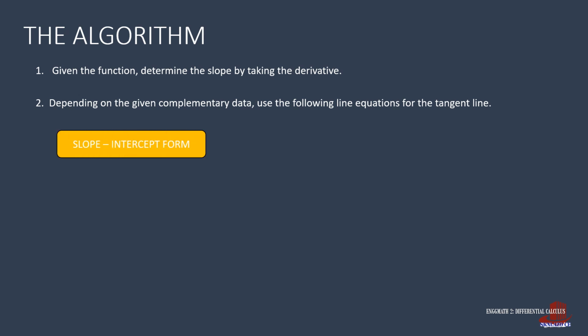The first format for the line is the slope-intercept form, which is y equals mx plus b. This is used when the y-intercept is given along with the function. The second line format is the point-slope form, which is y less y1 equals the slope m times x less x1. This is used when the complementary data given are the coordinates of a point.